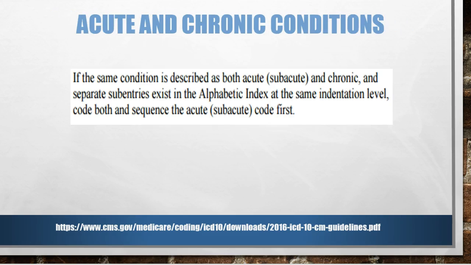Now let's discuss acute and/or chronic conditions. I want to remind you that all of the guidelines are listed on the CMS website and are located in the front of your ICD-10 manual. Now, if the same condition is described as both acute and chronic, and separate sub-entries exist in the alphabetic index at the same indentation level, code both and sequence the acute code first. So keep in mind that the guidelines tell you what to code, when to code, and how to code.